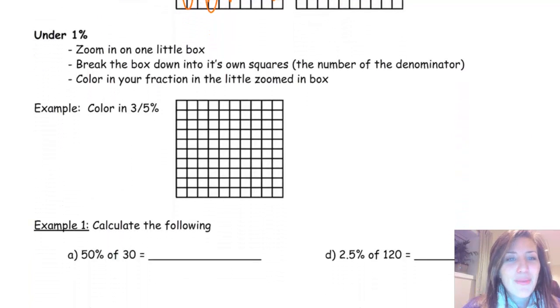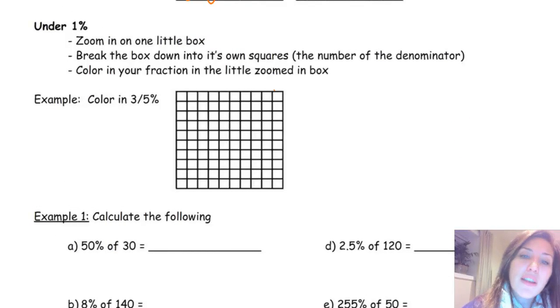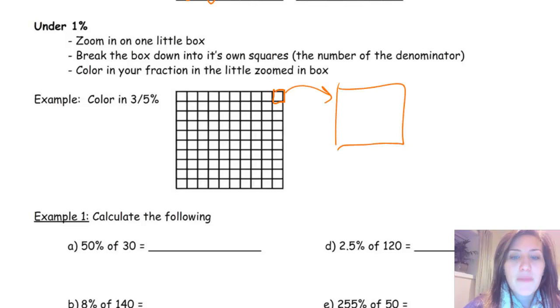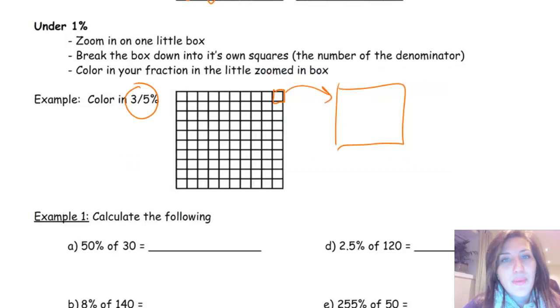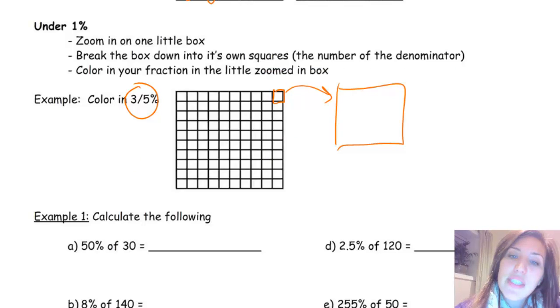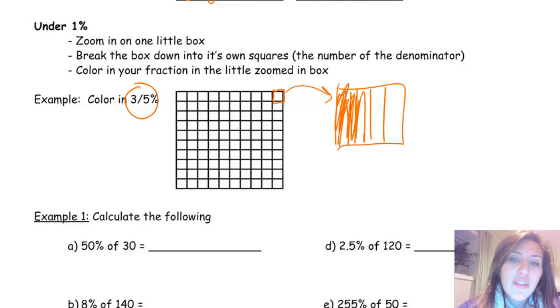And if you have under 1%, then you're going to zoom in on one of your boxes. So this box here represents 1 out of 100, so let's zoom in on that box and make it bigger. This orange box is the same as that little orange box. And we're going to break this box down into a fraction. So we want to color in 3/5. In this case, 3/5, our denominator would be 5, so let's divide this into 1, 2, 3, 4, 5, and color in 3 of those 5. 1, 2, 3. There we go. That is 3/5.